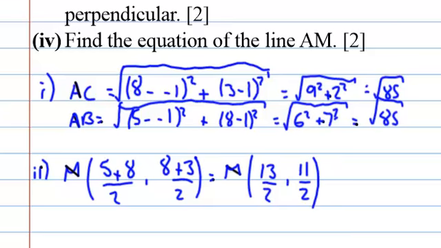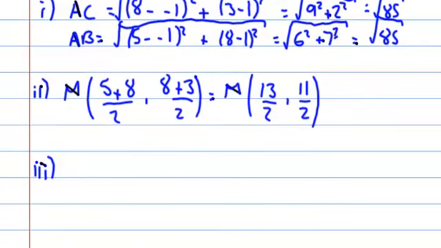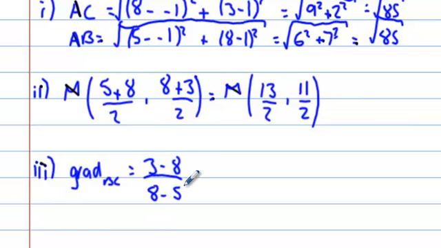For part 3, show that lines BC and AM are perpendicular. So that hinges on showing that the product of the gradients is equal to -1. So I need the gradient of BC, which I'll do first. The gradient of BC is the difference in the y values over difference in the x values, which is a gradient of 5/3.